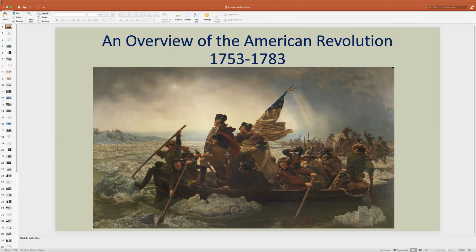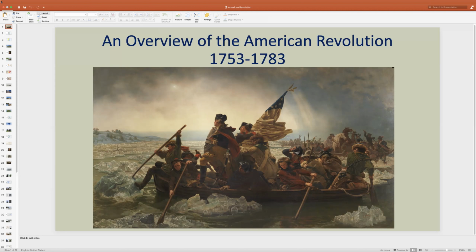Okay. So, as an overview of the American Revolution, 1753 to 1783. The American Revolution was actually fought between 1775 and 1781. Before the revolution actually started, I want to give you a little bit of background to it, which will help us when we get to that point to understand the revolution a little bit better.